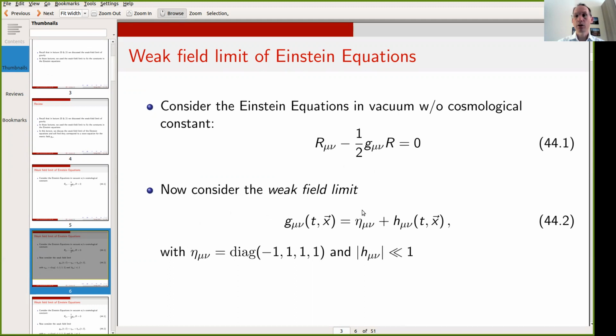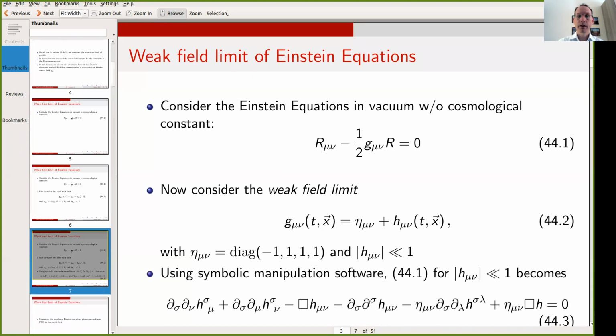And then the non-trivial correction is denoted as h, where the weak field limit supposes that h is always in magnitude much smaller than 1, so that it is a correction on Minkowski space. If this is the case, we can plug the weak field limit ansatz into the Einstein equations. The resulting expression is lengthy, but we could use, for instance, symbolic manipulation software to express the Einstein equations in terms of the field fluctuation h.